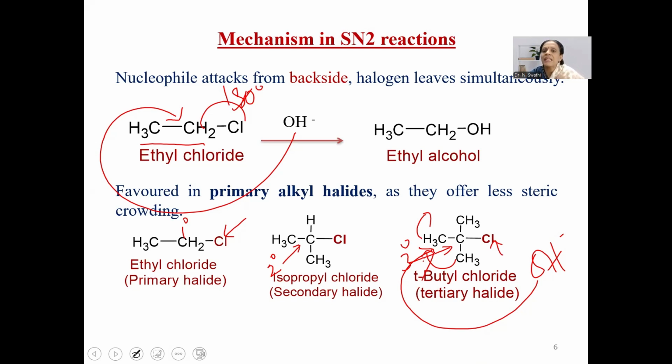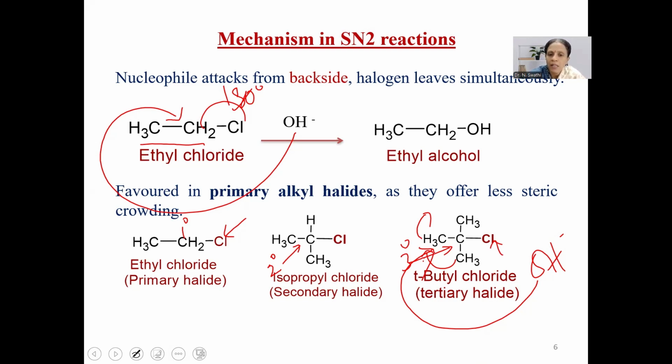That is known as steric hindrance. The backside position from which the nucleophile wants to attack is hindered due to the bulkier groups, due to the presence of these three alkyl groups in case of tertiary alkyl halides. So that is the reason tertiary alkyl halides' reactivity towards SN2 is very, very low.